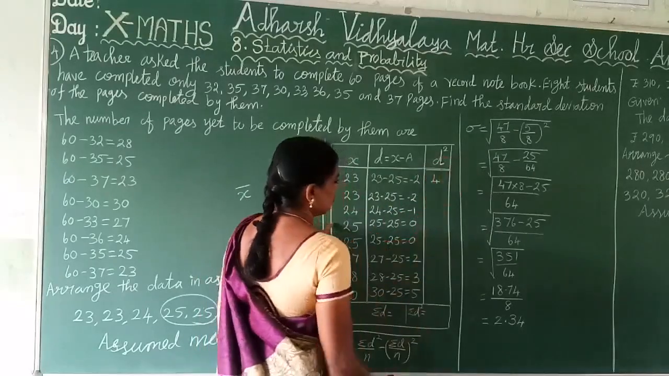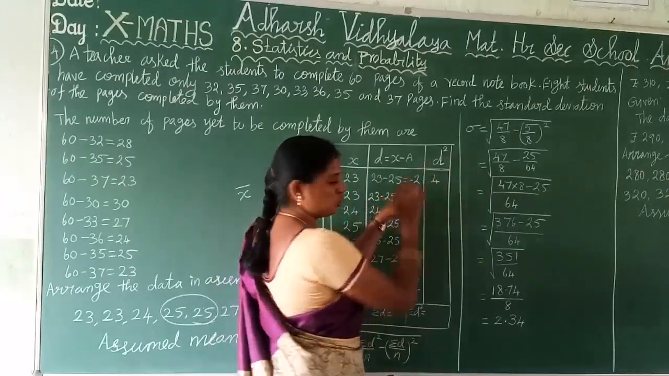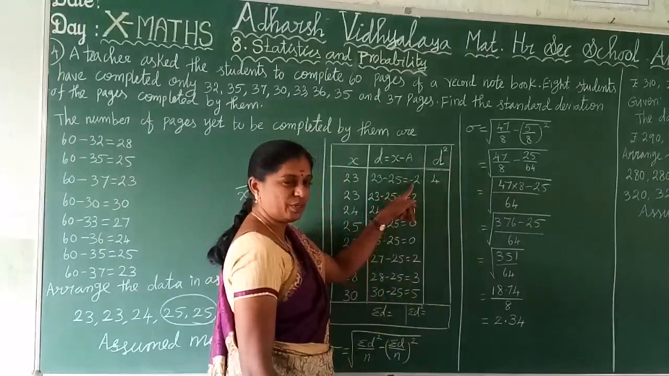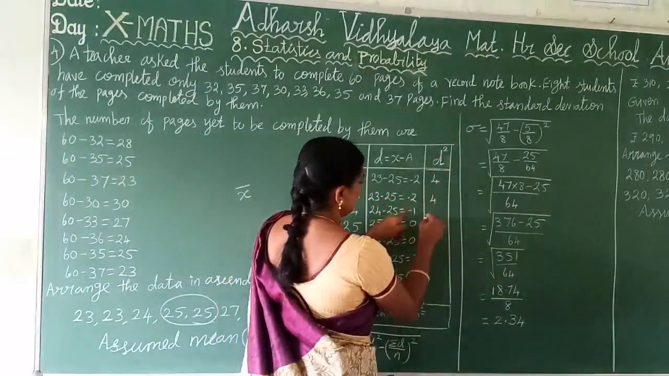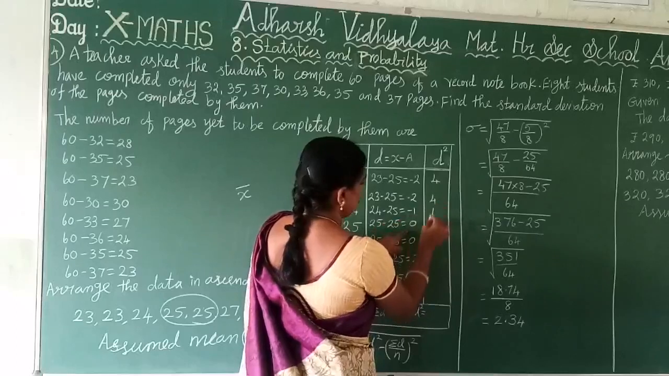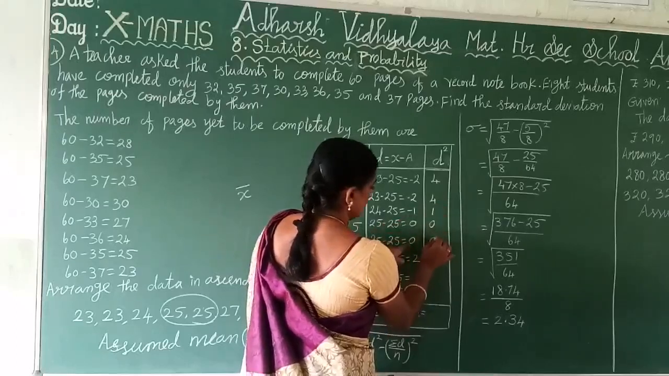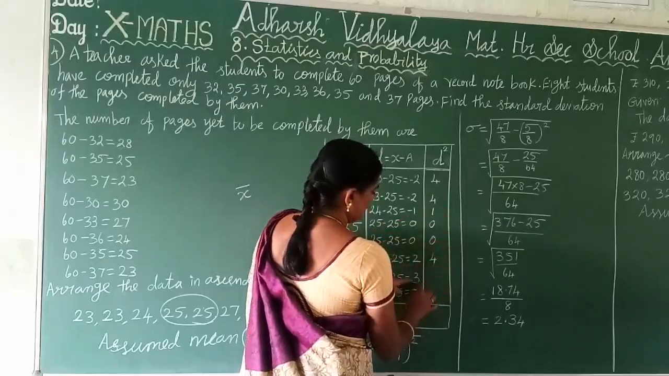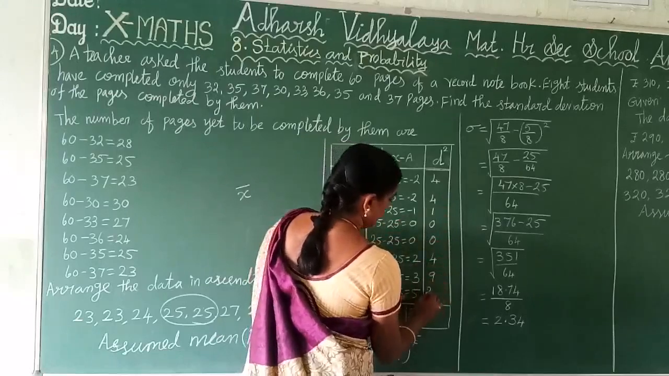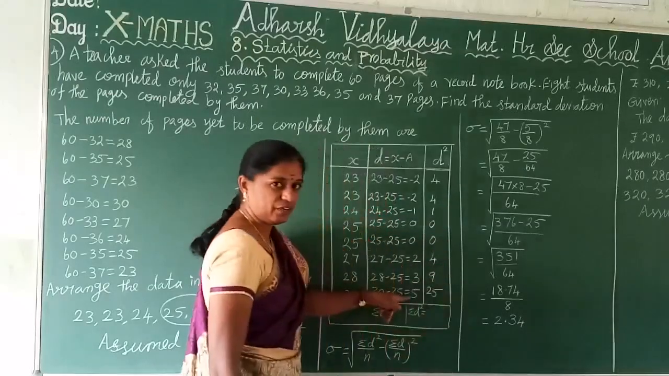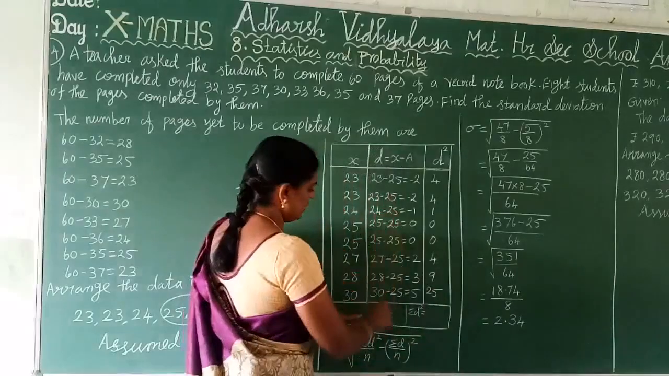Next, find D square. Next column D square. D is minus 2; minus 2 whole square is minus 2 into minus 2, plus 4. Minus 2 whole square, plus 4. Minus 1 whole square, 1. 0 whole square, 0. 0 whole square, 0. 2 whole square, 4. 3 whole square, 9. 5 whole square, 25. Clear? Next, find the summation D.